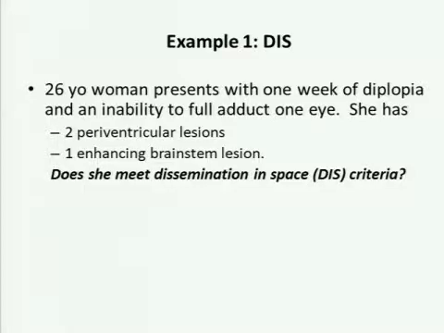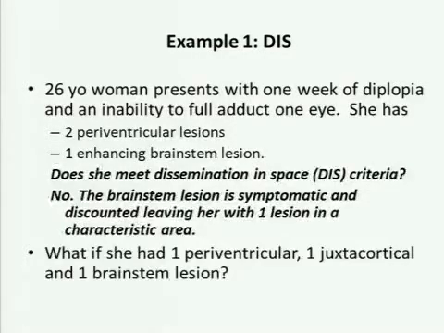But let's work through the rest of these, because I think it'll get a little bit more clear, and if it doesn't, then we'll do some more. So if she had one periventricular, one juxtacortical, and one brainstem lesion, then she has now two different lesions other than the symptomatic brainstem lesion at this time, and that would give her dissemination in space.